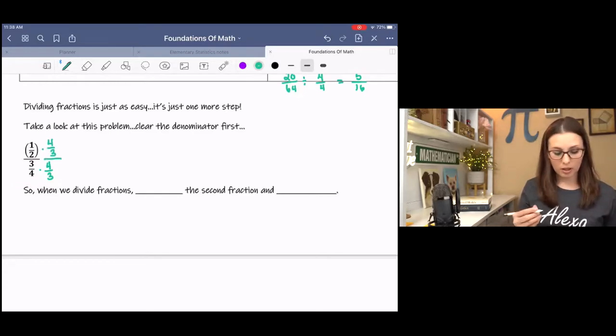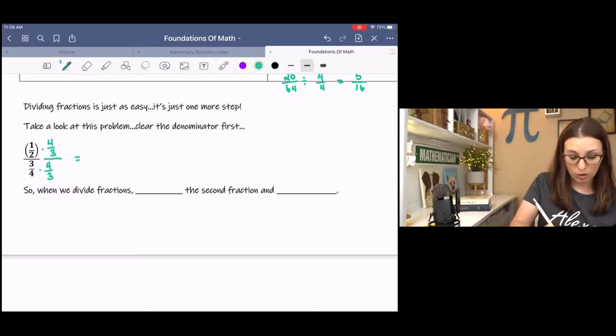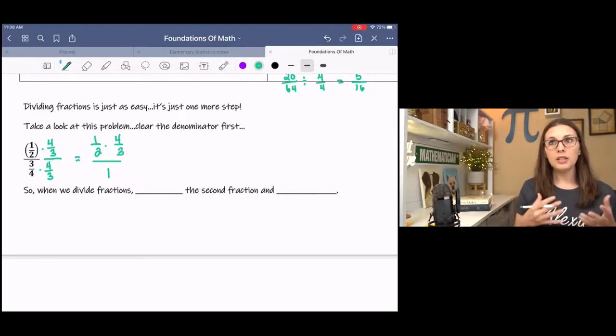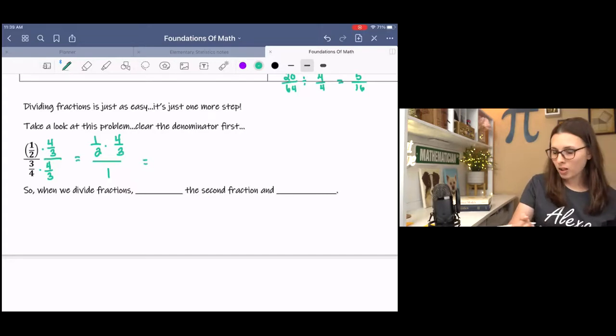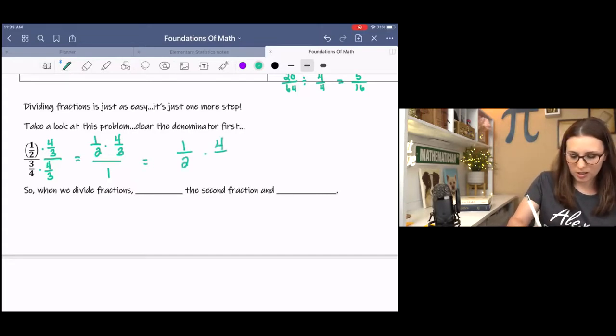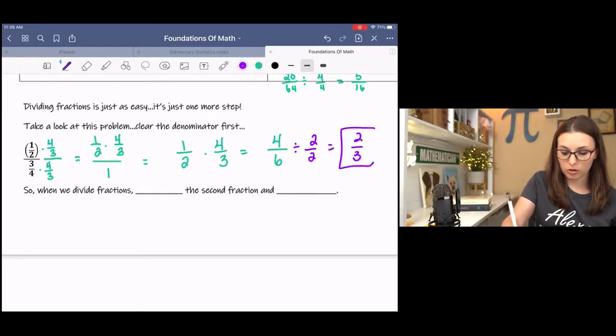And what happens here is in the bottom, we get 12 over 12, 3 times 4 over 4 times 3, which is 1. And in the top, I have 1/2 times 4/3. Now, anything divided by 1 is just itself, like 4 over 1 is just 4. So I can kind of ignore the 1 since it doesn't really change the problem. And then I just have a multiplication problem. 1 times 4, 2 times 3, then reduce to get 2/3.